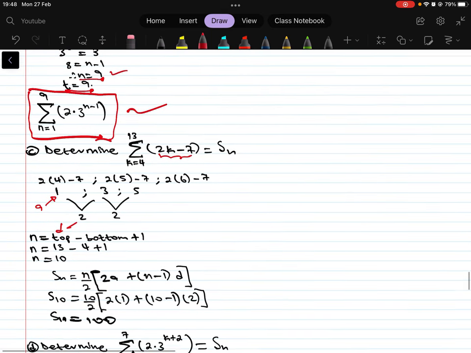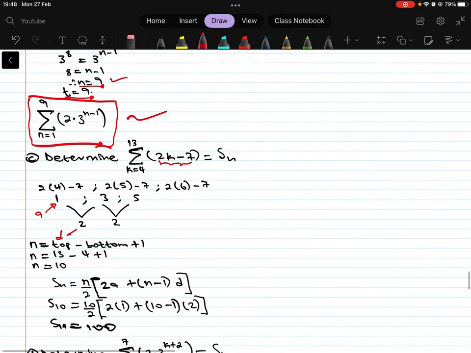Moving on, suppose they give you this on C, they say determine the sigma notation. Basically, all they ask you is to determine this. They don't even tell you that this is equal to Sn. They just ask you to determine this expression. It's an expression like that.